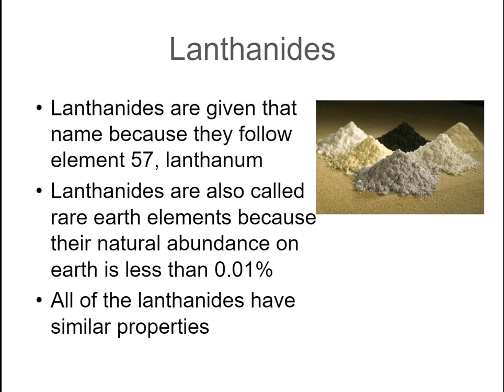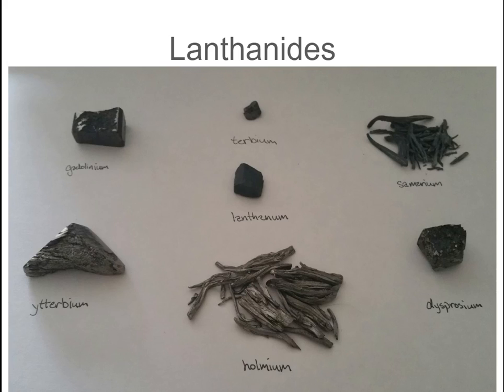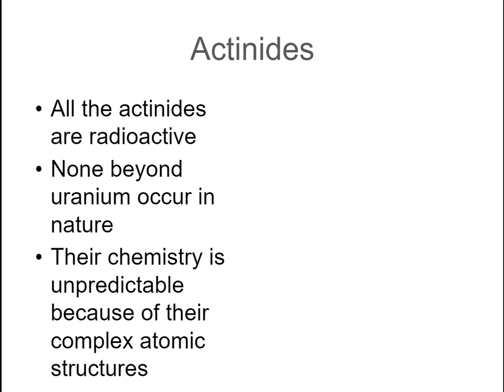The lanthanides are given that name because they follow element 57, lanthanum. Lanthanides are also called rare earth elements because their natural abundance on Earth is less than 0.01%. All of the lanthanides have similar properties, and here are some of them. All of the actinides are radioactive. None beyond uranium occur in nature. Their chemistry is unpredictable because of their atomic structure.